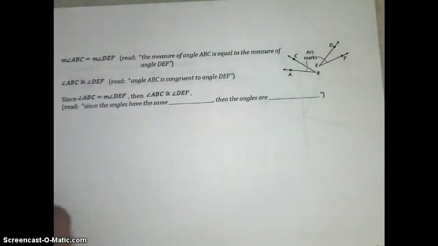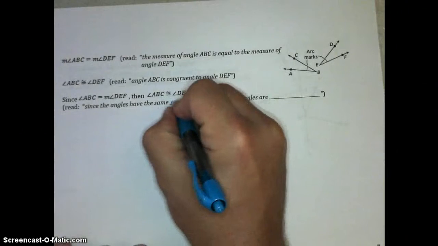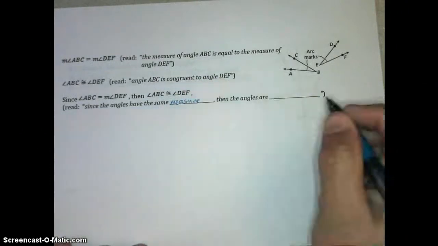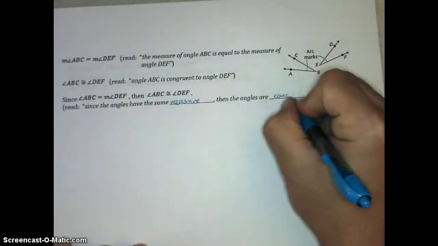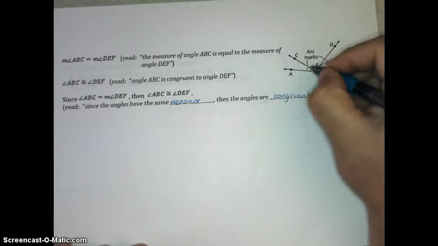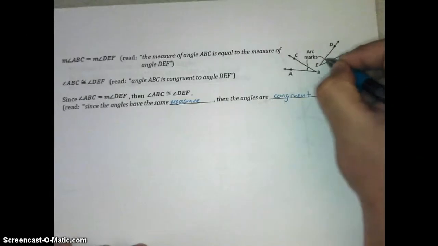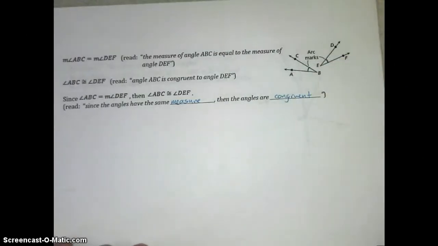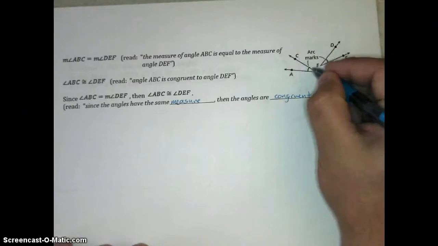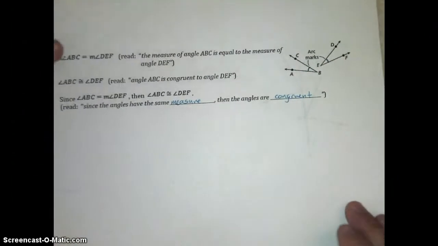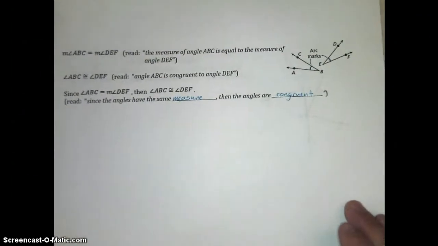Since the angles have the same measure, then the angles are congruent. And this is how we mark them. We use arc marks to mark angles congruent. If I have two different angles marking them congruent, I'll use a double arc or even a triple arc for a third set of congruent angles.